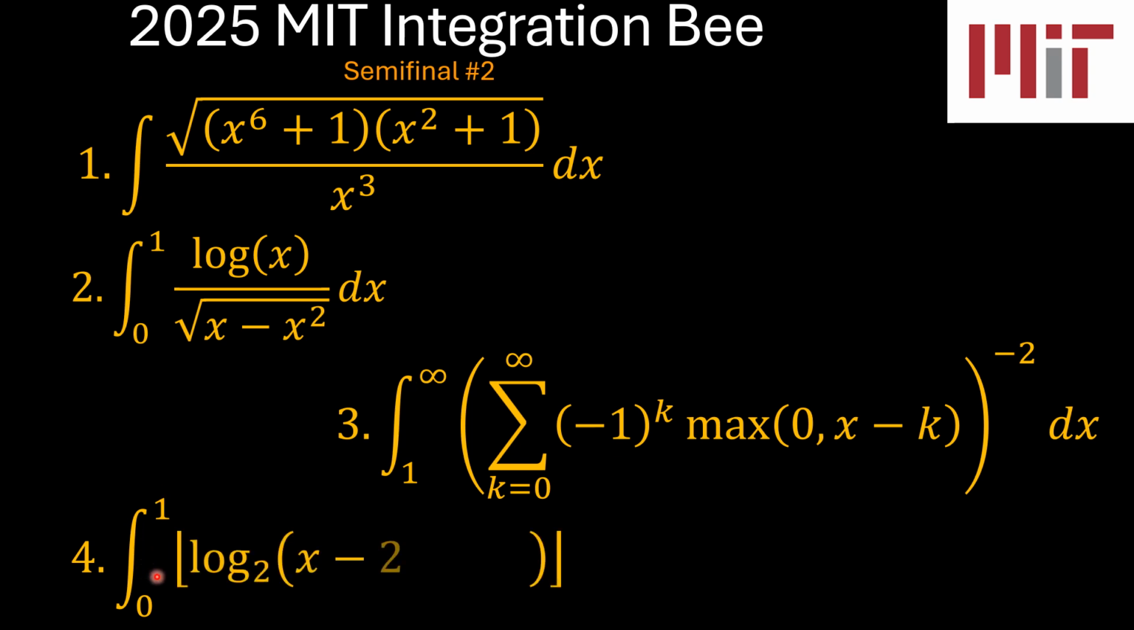A definite integral from x equals 0 to x equals 1 of the floor of the log to the base 2 of x minus 2 to the power the floor of log to the base 2 of x. Another very fascinating problem. So this is what we're going to be looking at today.